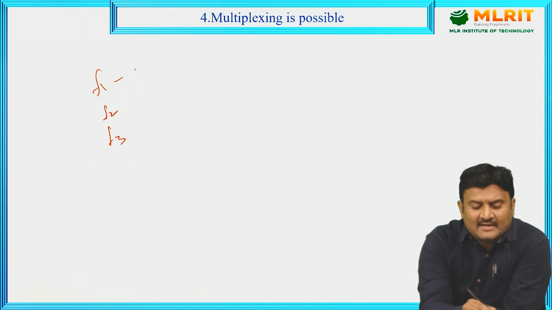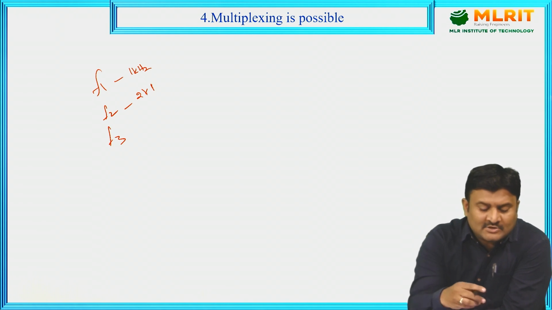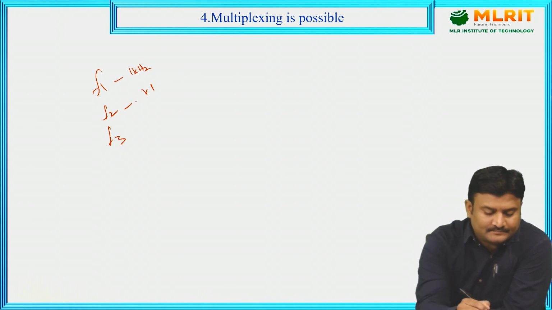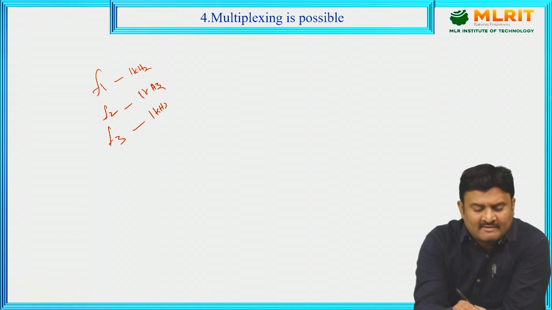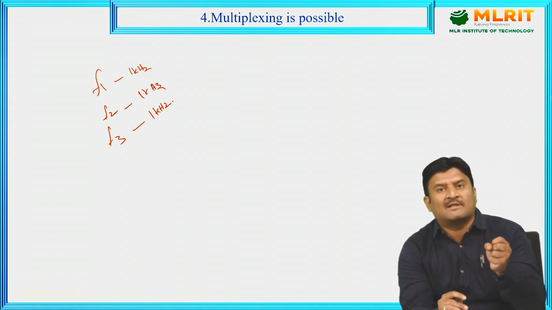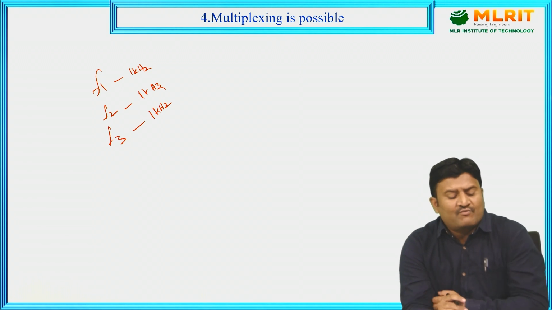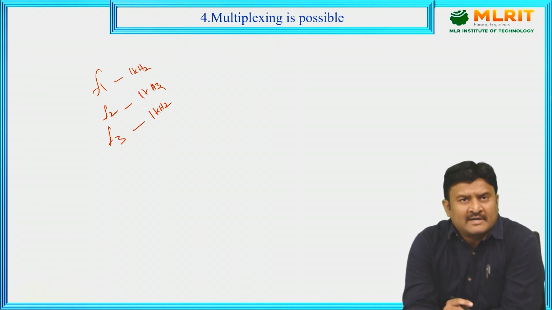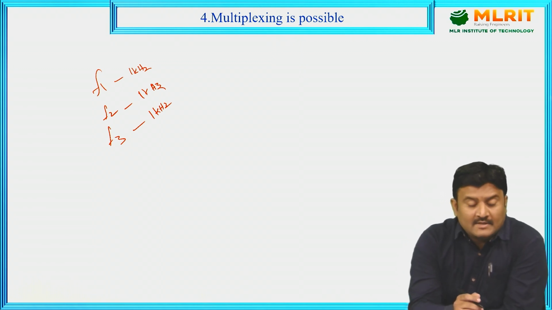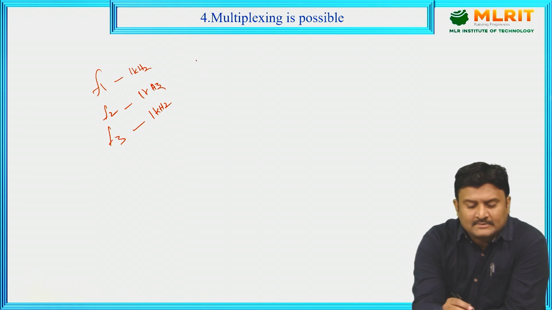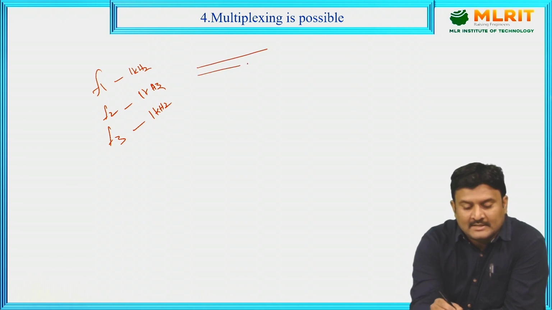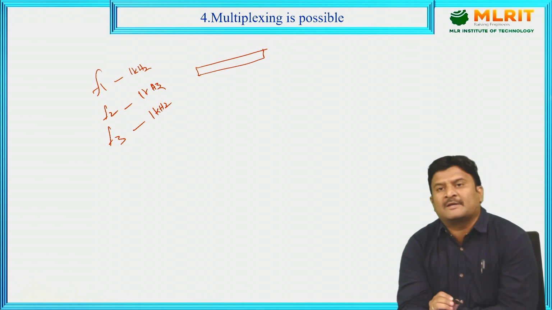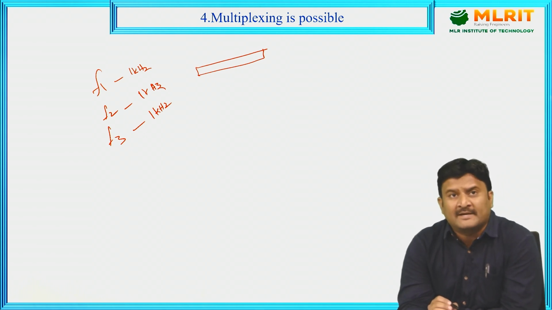These three signals, for example, this one is 1 kHz and this is 2 kHz. Otherwise, this is also 1 kHz, F3 also 1 kHz, otherwise 20 kHz. Between 0 to 20 kHz it is called audio frequency. If F1 is 1 kHz, F2 also 1 kHz, F3 also 1 kHz, these three signals I am passing through a single channel. This is the single channel. Channel is nothing but a medium, a transmission medium.